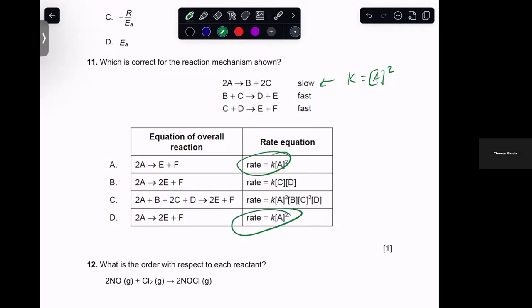Now the overall reaction. So I'm just going to go ahead and cancel things out. B cancels B. One of our C's cancels with one C. The other C cancels with the other C. This D cancels with D. So what I'm left with is 2A reacts to form, because I have no more reactants, E, E, and F. 2E plus F. All right, got to be D.